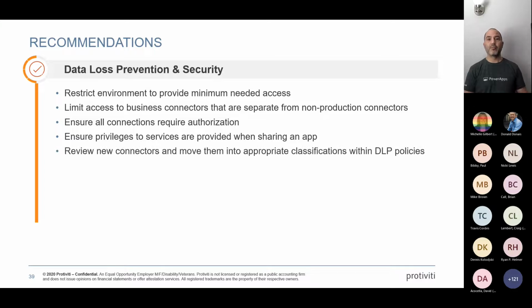Review the connectors that are being used, and this is something that changes over time. So there's actually a workflow you can set up that will notify you whenever there's a new connector available. You want to review it and then decide, should it go into business, non-business, where should it go, which DLP policies does it apply to?